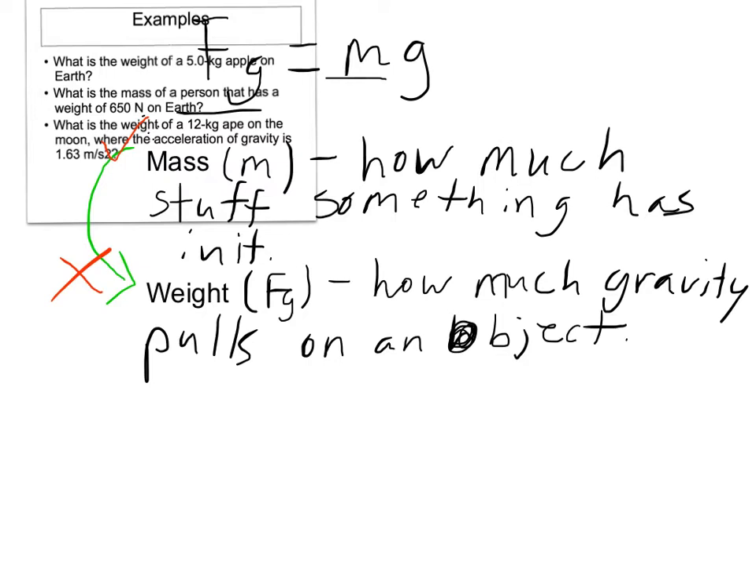Okay, so let's take these concepts and try some problems. We can use the fact that Earth causes all objects to accelerate downward at 9.81 meters per second squared to answer several questions about things that happen on the surface of the Earth. So I'm going to work through these three examples with a pretty simple equation and talk about what exactly it means in each one. So example 1. What is the weight of a 5 kilogram apple on Earth?